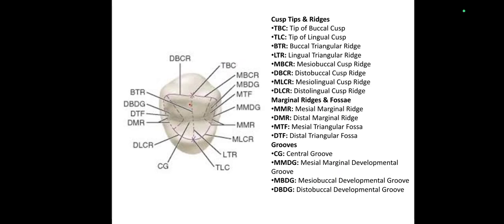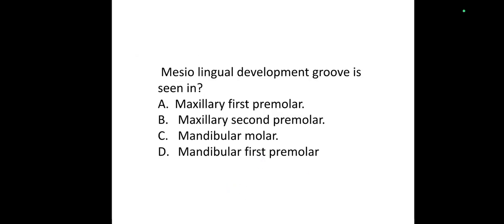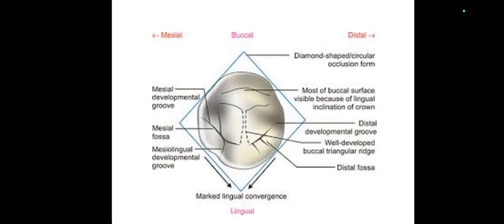Our final question, question 10, is the perfect companion to our previous topic. A mesiolingual developmental groove is seen in maxillary first premolar, maxillary second premolar, mandibular molar, or mandibular first premolar? Let's look at our anatomical mirror comparison. Examiners love testing these two grooves because students constantly get them mixed up.